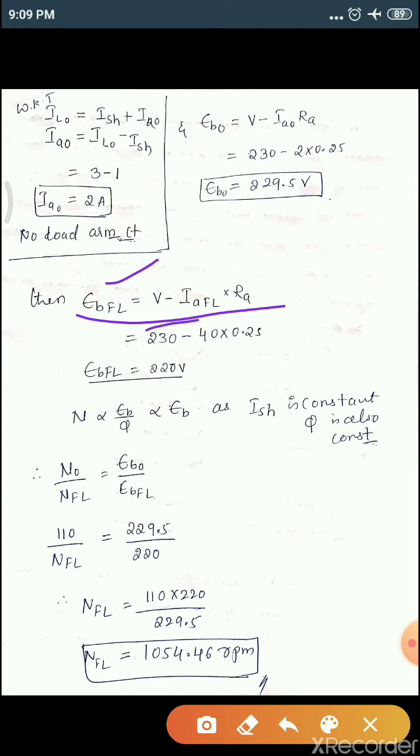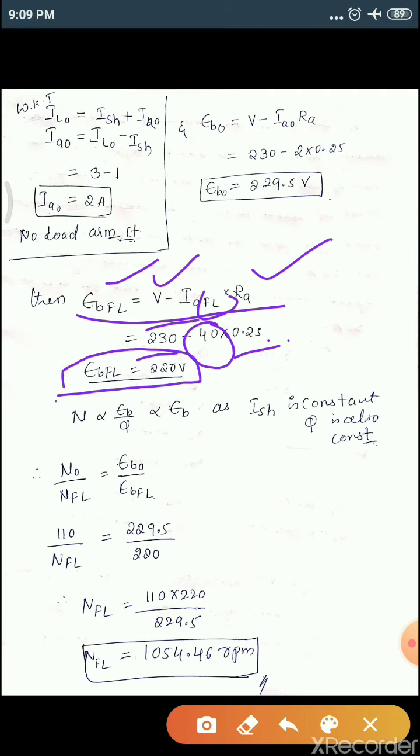Now we will calculate Eb full load, the back EMF at full load. V minus Ia Ra, Ia is at full load. These two, as we said, remain the same. 230 minus 0.25 into Ia full load we have calculated, 40 amperes. If you do this we will get 220 volt.